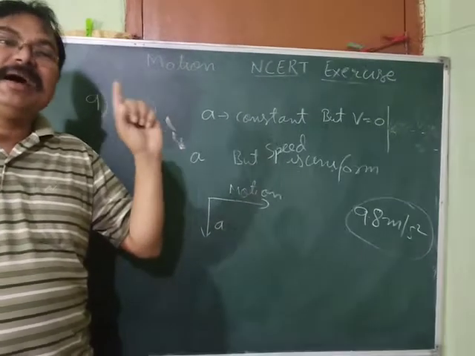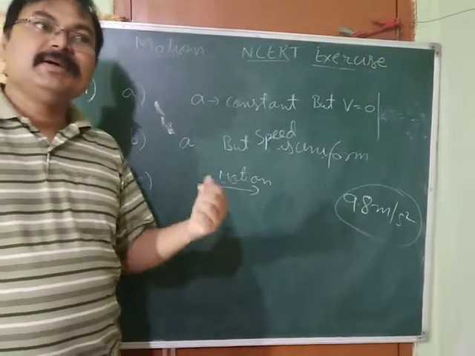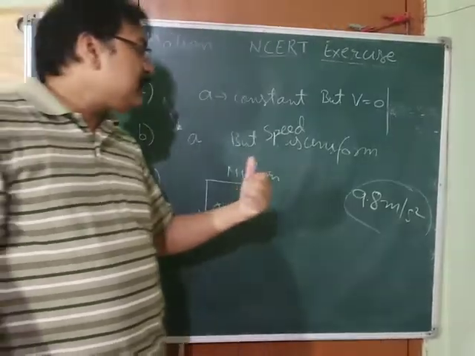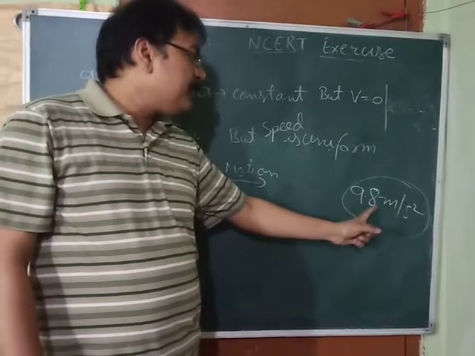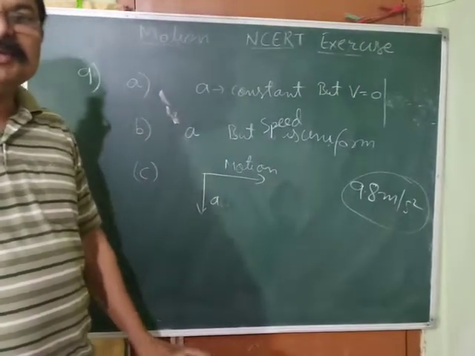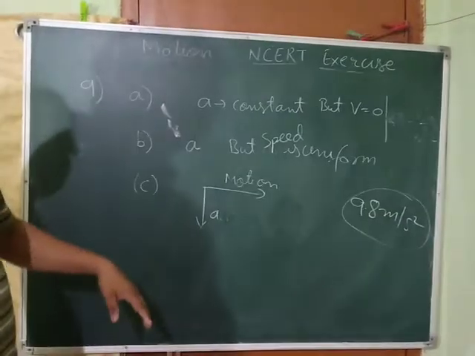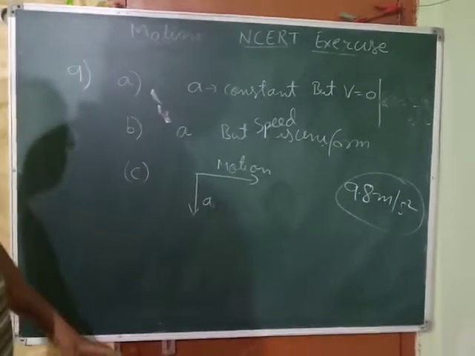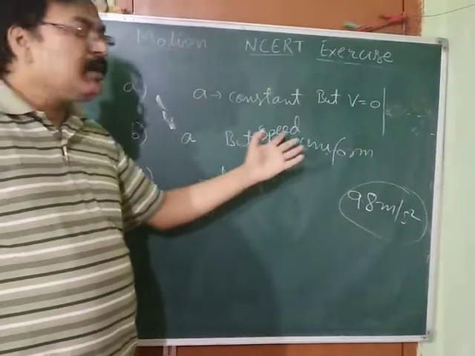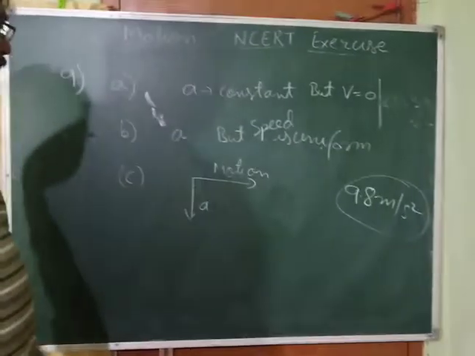But at the same time, it is being pulled by the Earth, due to which it has a constant acceleration of 9.8 meter per second square. So this is one example for the first one. Now the second one. Is it possible that a body gets acceleration but it is moving with uniform speed? Yes. How? Let me tell you.